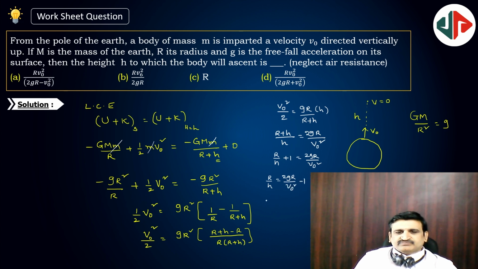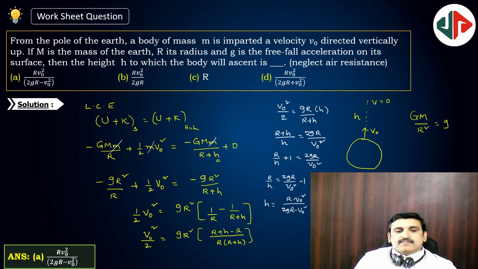Next, H is equal to, I'm just doing everything fast. That means v naught square is made LCM and that thing will come into the denominator: 2gR minus v naught square, and here R into v naught square, isn't it? Yes, this is H. Option B.